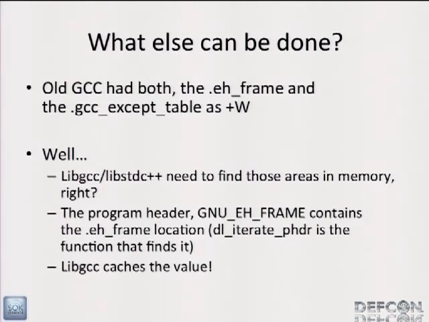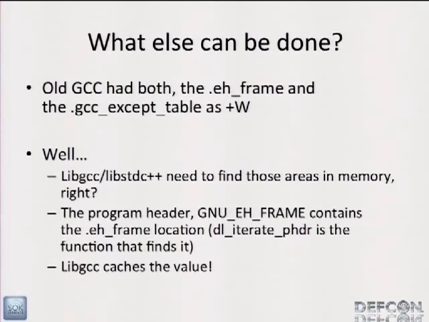So old GCC used to include the EH frame and the GCC exception table as a plus W, writable section in memory, okay? So basically it was possible to just overwrite it in memory if you managed to locate it. What happens is, of course, modern versions of GCC don't do that. So what else can we do?